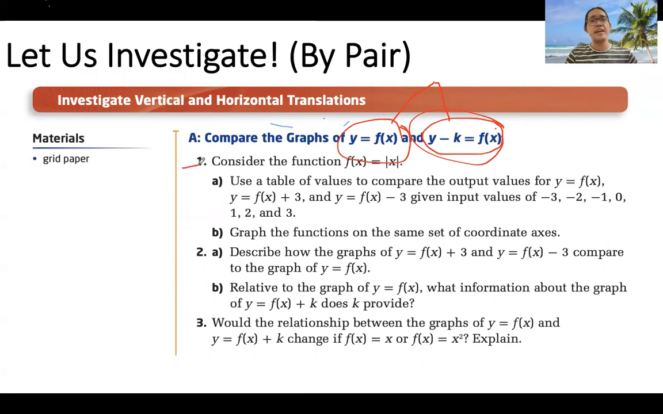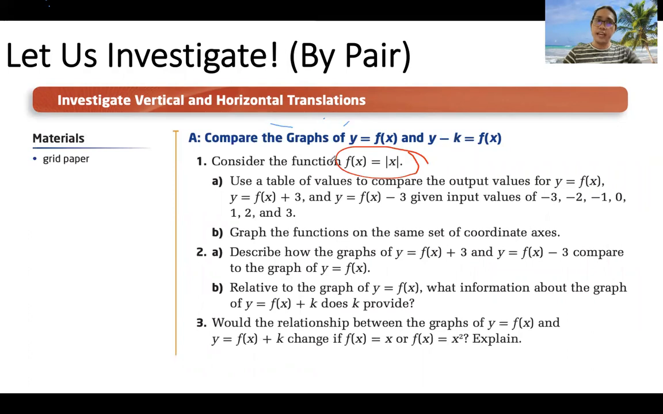The first one is to consider the function f of x equals the absolute value of x. So this is our base function. Sorry, I have to clean it up first before we continue. I hope we can follow. So consider this function. Again, so we don't get lost in the middle of the discussion, this is our main goal here: to investigate the vertical and horizontal translations.